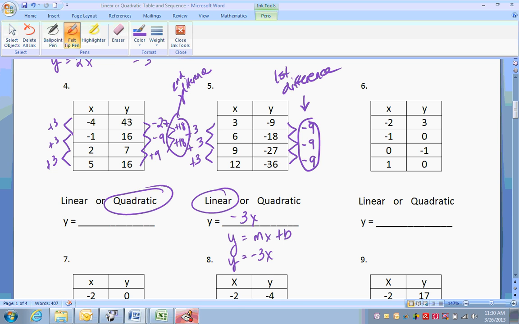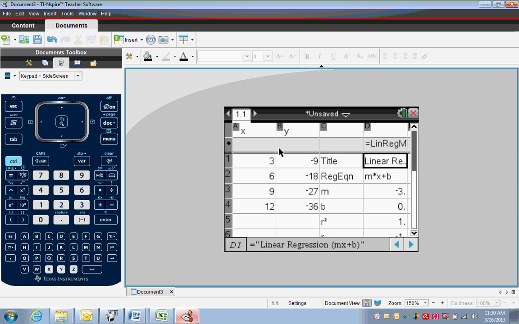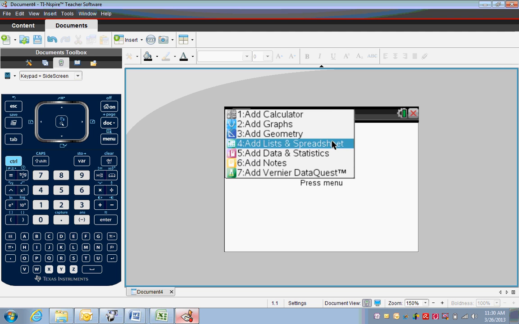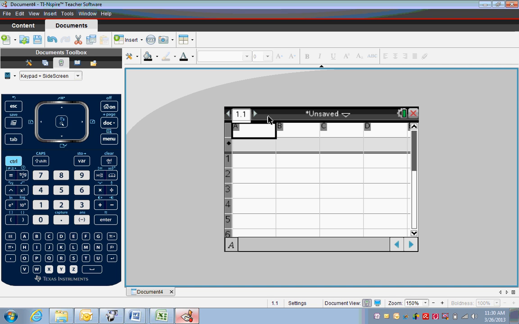So now I'm going to go to my calculator. I go to a new document, hit no to save. Go to add list and spreadsheets. In A I put X, and in B I put Y. And then I type in my data. And my data this time is negative 4, negative 1, 2, and 5.